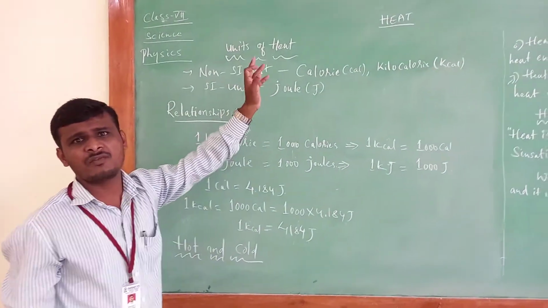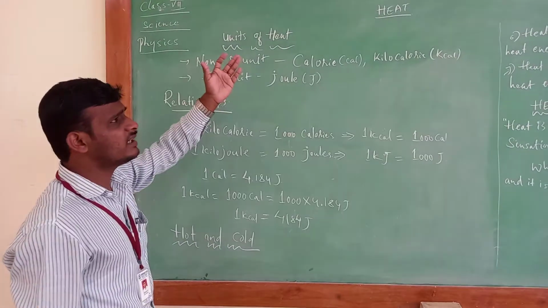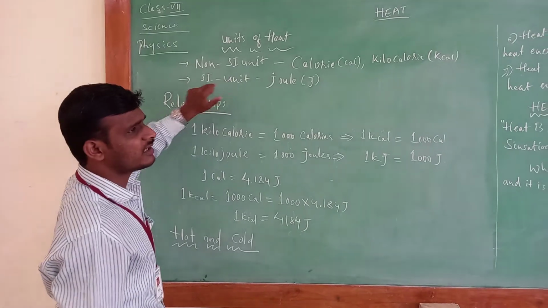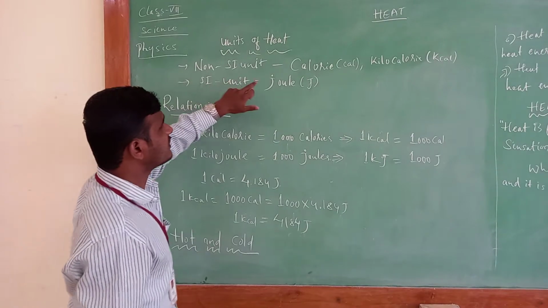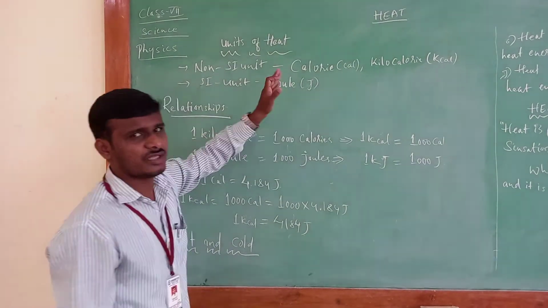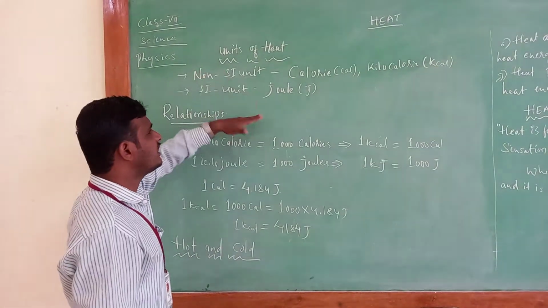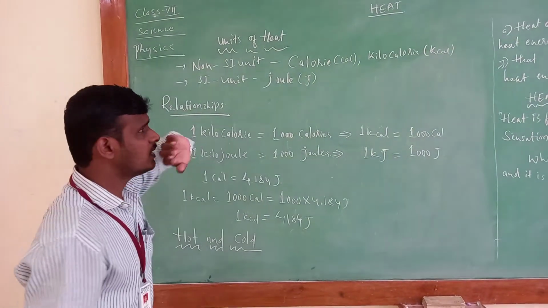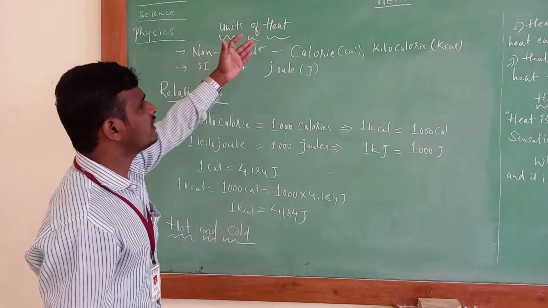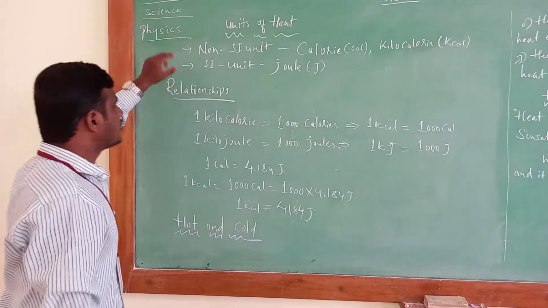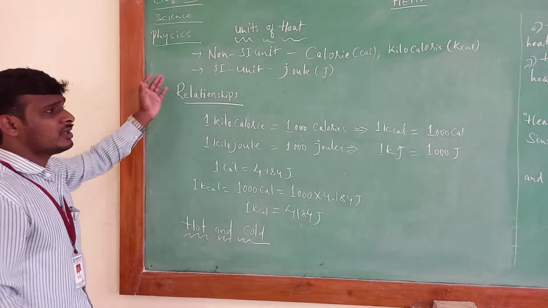SI means International System of Units. At present, heat is measured in terms of SI units, and the SI unit of heat is the joule. So now heat is measured in joules. These are the two units of heat: the non-SI units, calories or kilocalories, and the SI unit, joule. Now let us see the relationship between them.